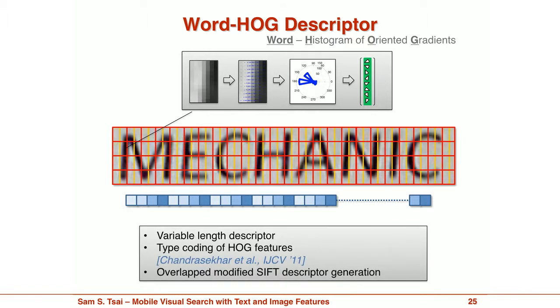We can see easily that the Word-HOG descriptor is a variable length descriptor. The length of the descriptor depends on the width of the Word-HOG. Since it's based on HOG features, we can compress it efficiently using type coding. And with its block structure, we can generate overlapping SIFT descriptors from the Word-HOG very easily.